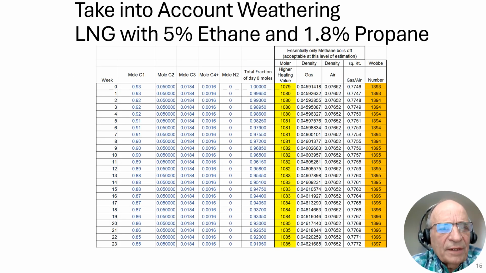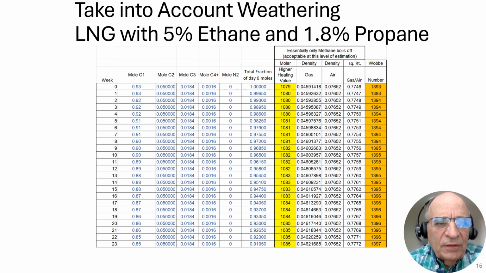I mentioned weathering on the slide earlier, and I didn't explain it. So let me go over what weathering is. As your tank sits there idle, no pumps are running, and your tank is just gaining heat from the environment, boil off is occurring, meaning that some of your LNG is converting from liquid to vapor.